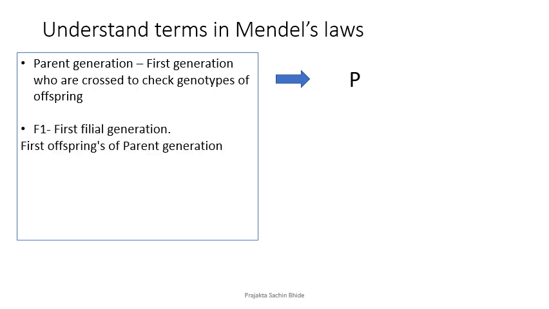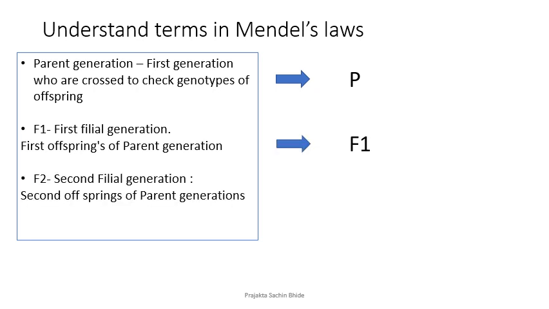F1 or first filial generation. This is the first offspring of the parent generation and I will represent it as F1. F2 means second filial generation, that is, the second offspring of the parent generation. Look at this: F2 is the grandchild of the parent generation. In our regular terms, this is the grandfather or grandmother, this is father, mother, and this is you. So P, F1 and F2.